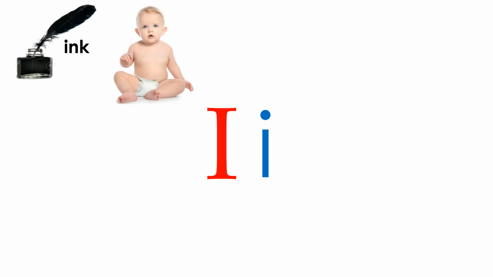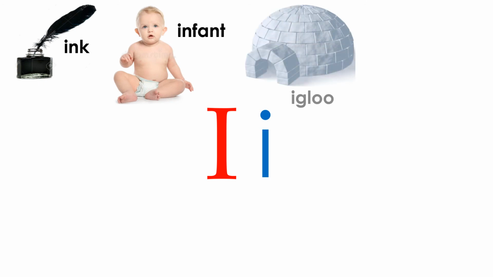Alright kids, let's see what are the pictures that begin with letter I. I for ink. I for infant. Infant is a baby. We call baby as infant. Next, igloo. I for igloo. Igloo is a snow house or snow hut. It is a type of shelter built of snow.